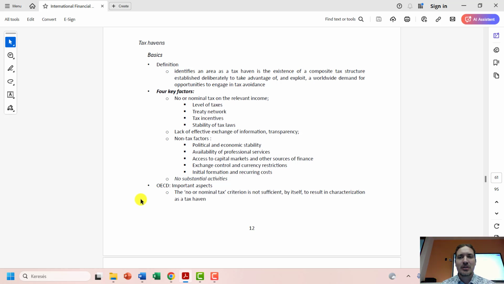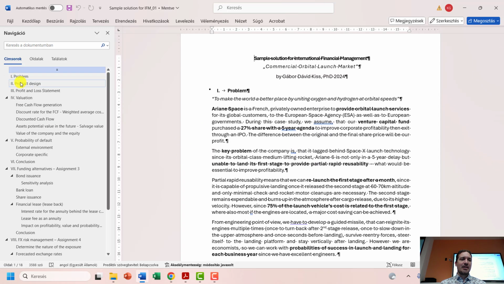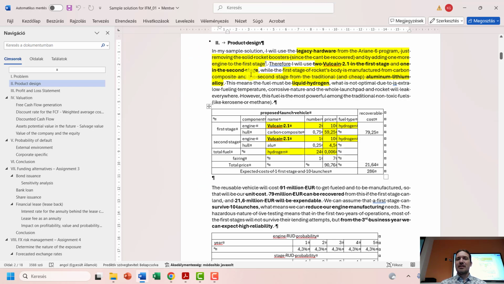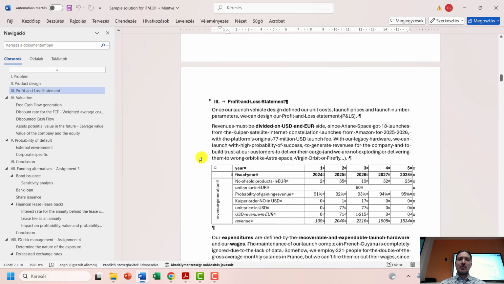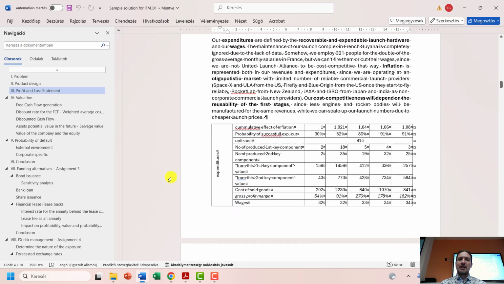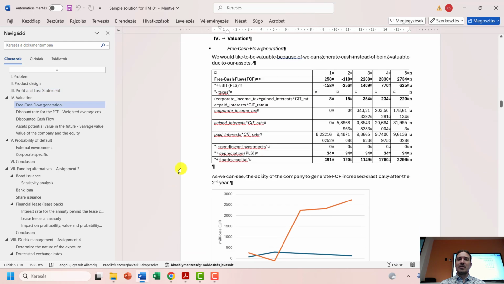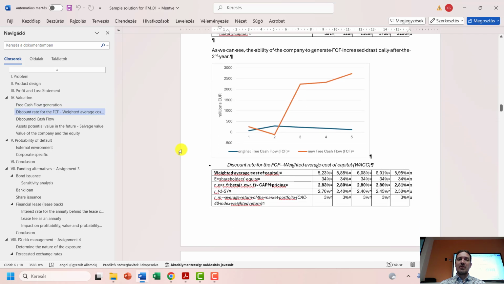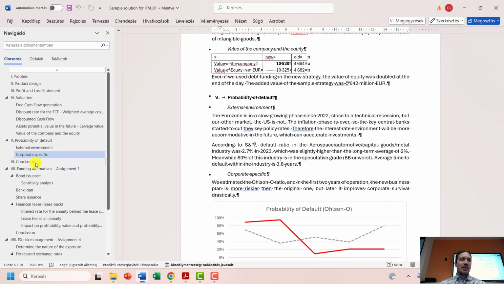So we arrived at the last part of the journey, and we have nearly finished the assignments and assessment of the company. We did the problem identification at the beginning of the semester. Then, based on this, we created the product design, which defined the profit and loss statement for the company, at least our expectations about it, and after that it determined the potential value of the company and this strategy, and we also checked the probability of default.